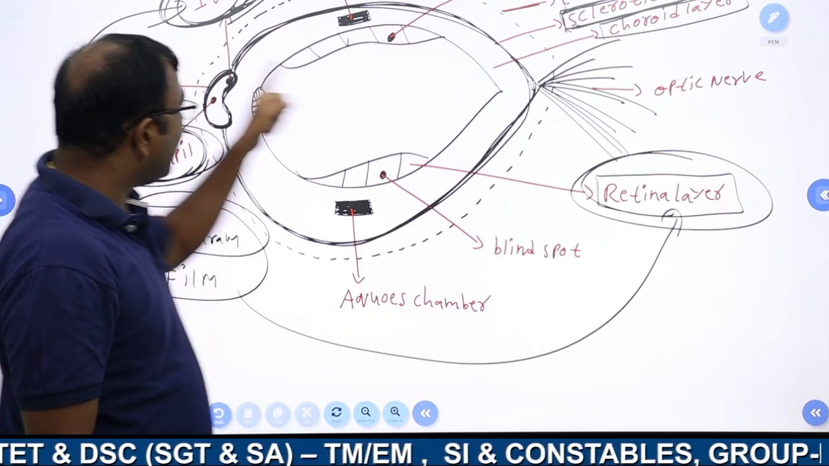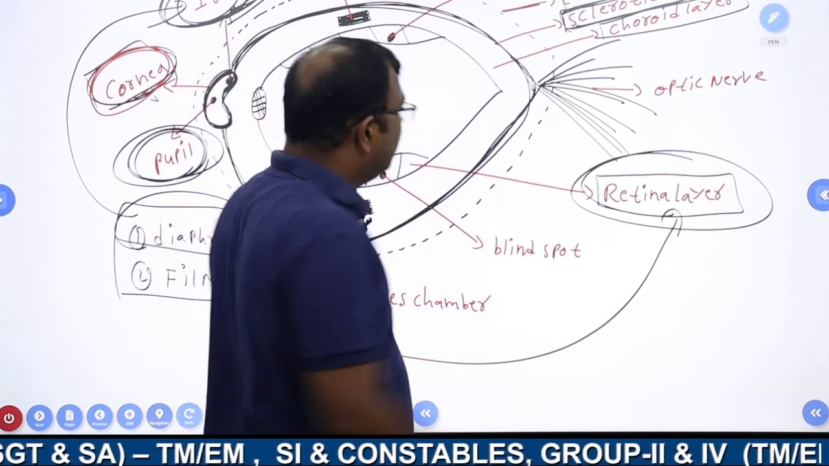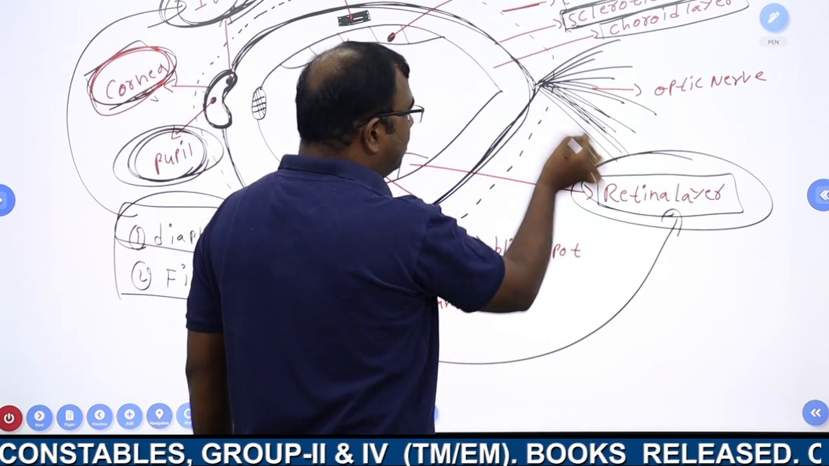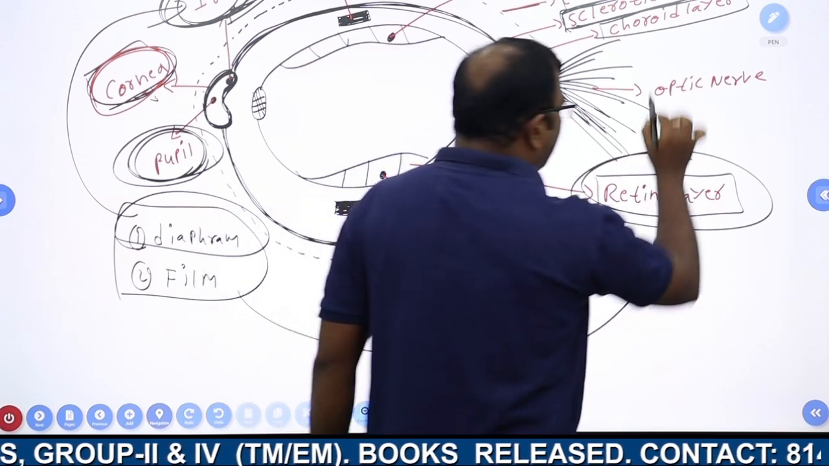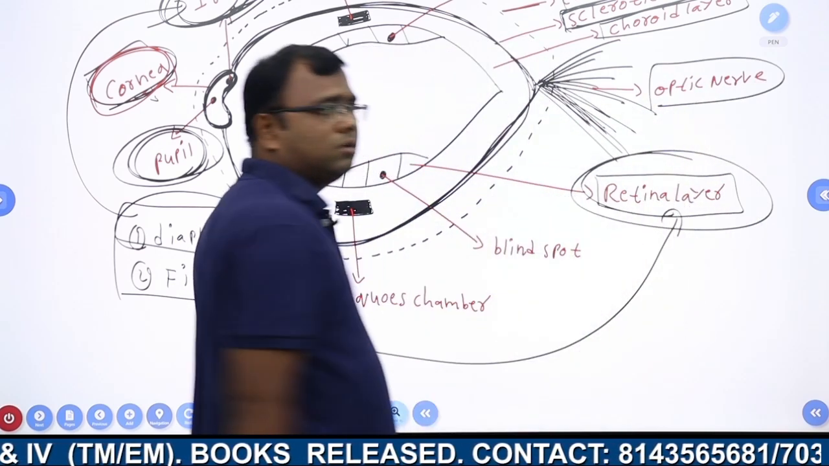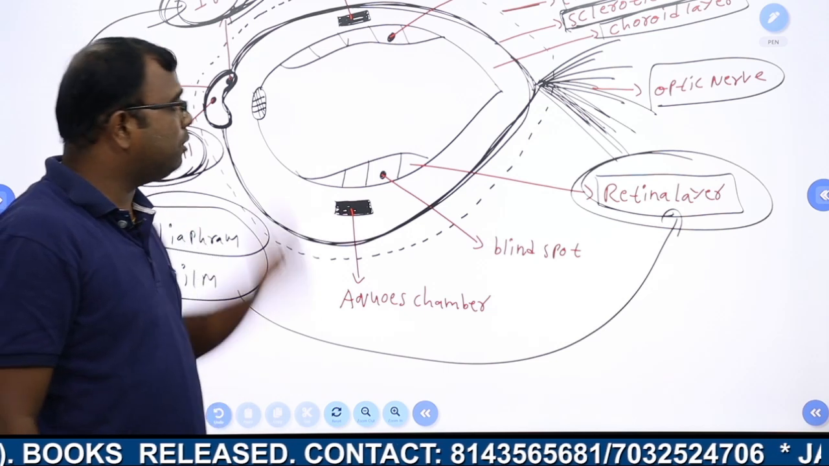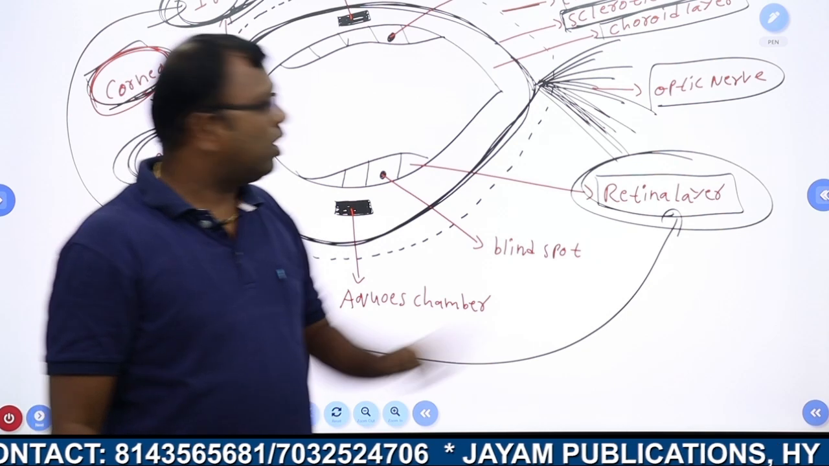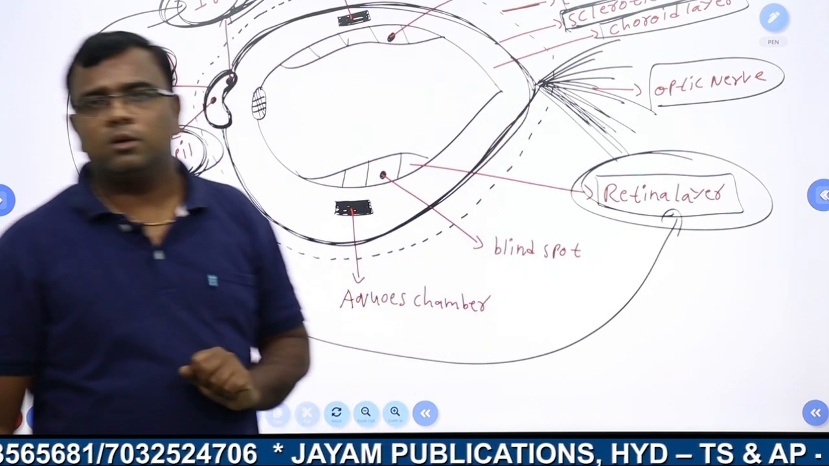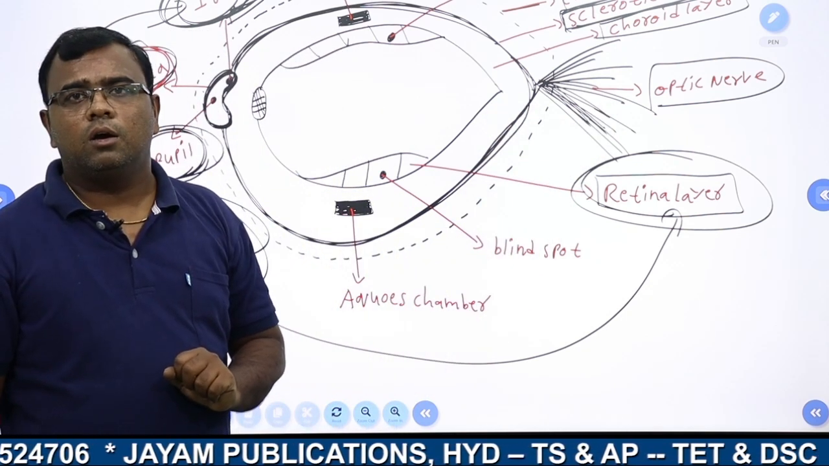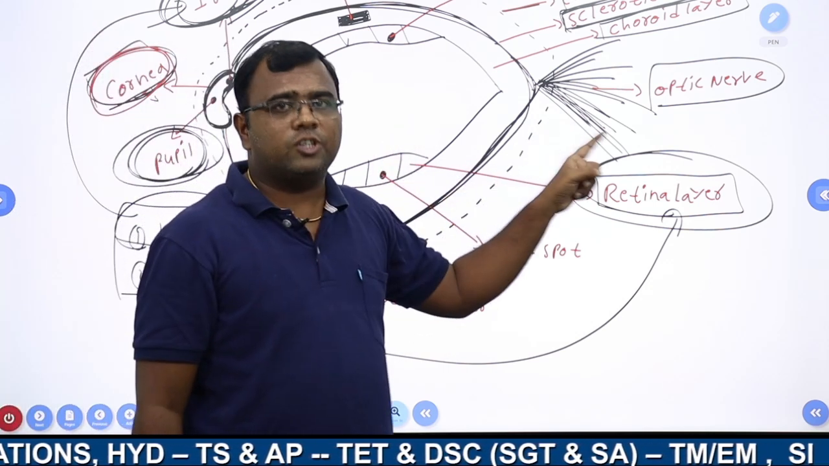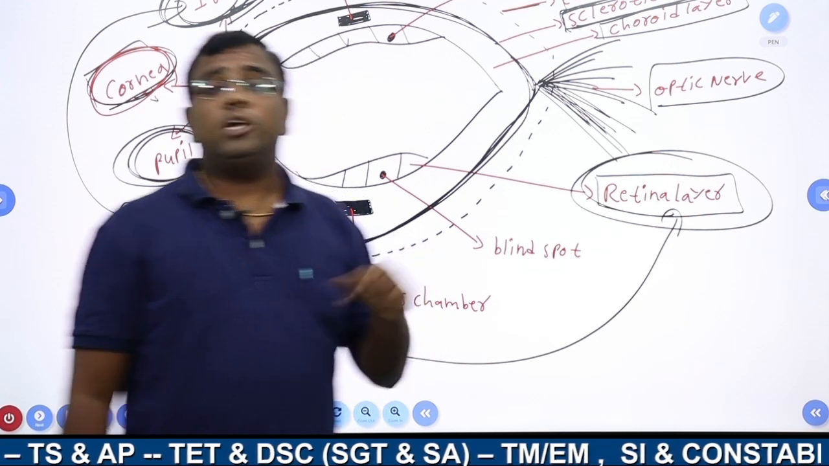Next, at the end part of the sclerotic layer, the optic nerve is present. Look at this picture. What is the function of the optic nerve? The optic nerve function is to send the information from the retina to the brain.